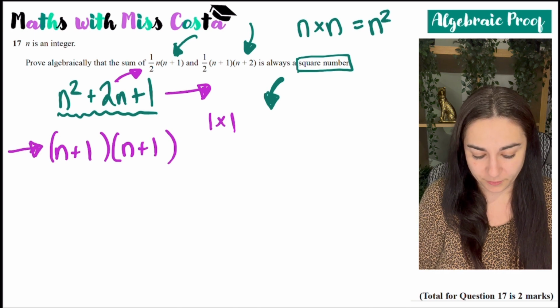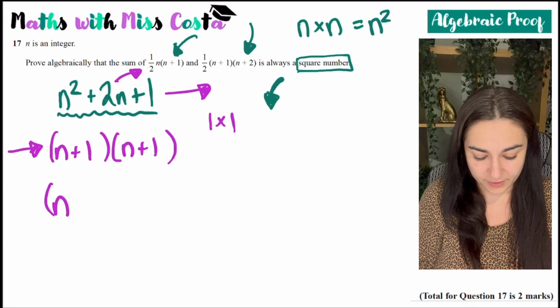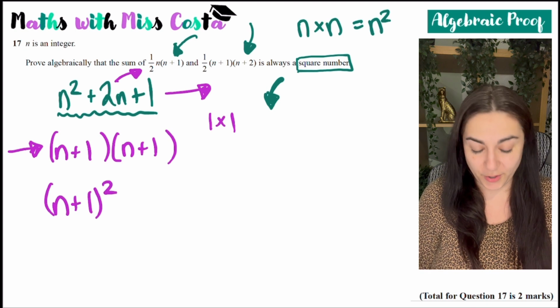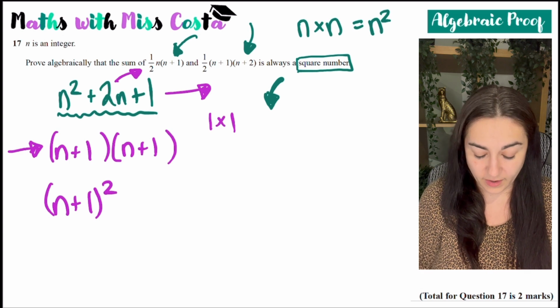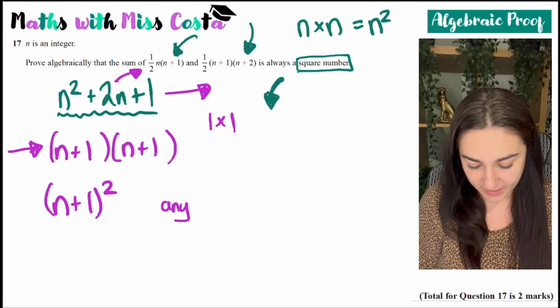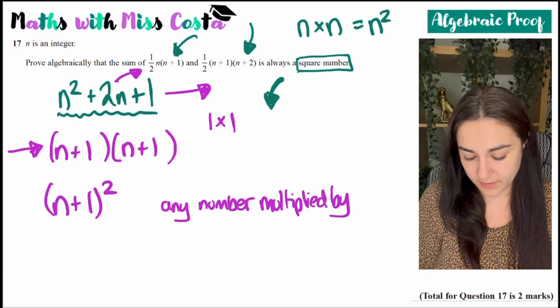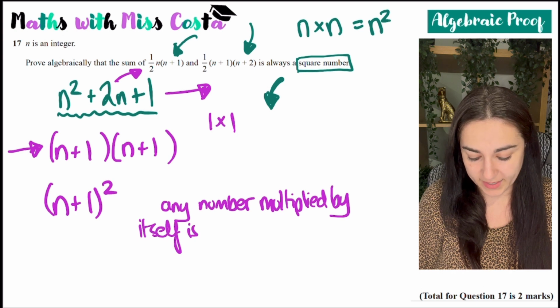And how else can I write this? Well, I could write this as n plus 1 squared. So I've shown, I could do a little bit of writing, so any number multiplied by itself is a square number.